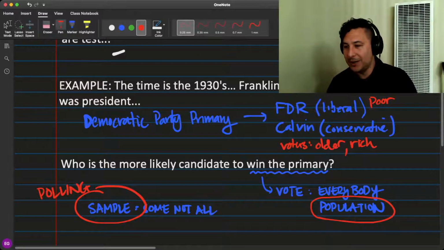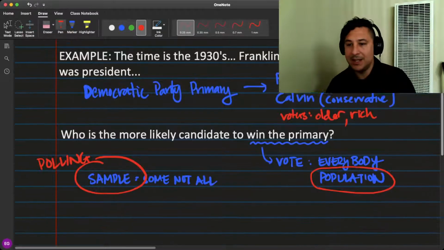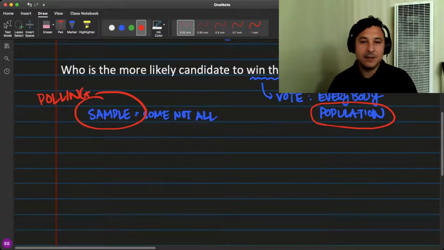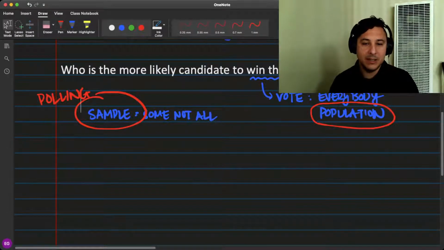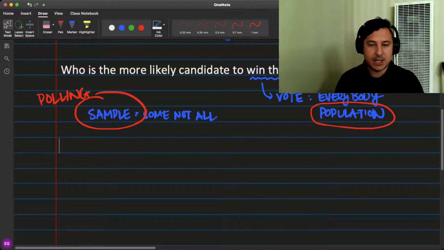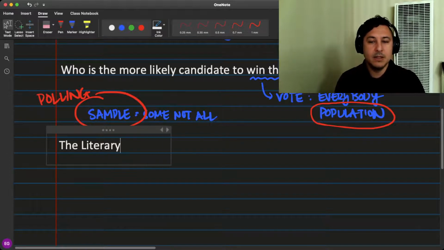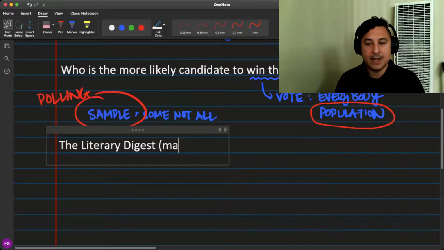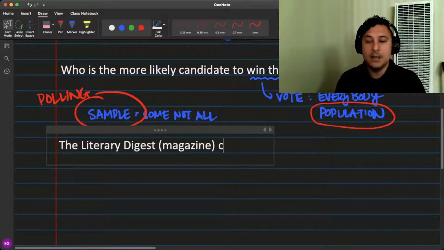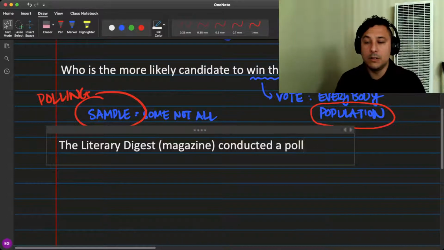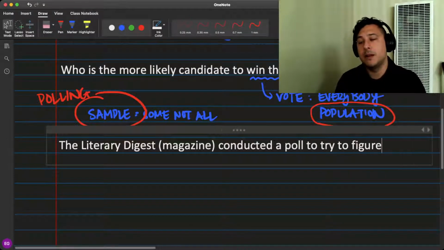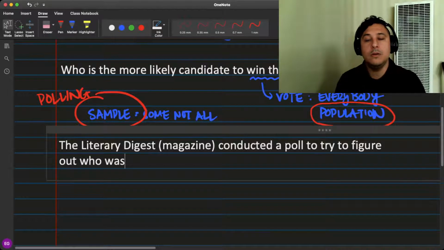Okay, so some people had some idea: we want to predict who's going to win. And the company that wanted to do this was called the Literary Digest. The Literary Digest, which was a magazine at the time, conducted a poll to try to figure out who was going to win the primary.